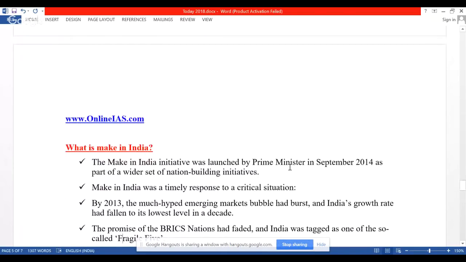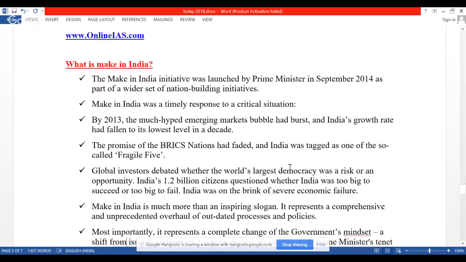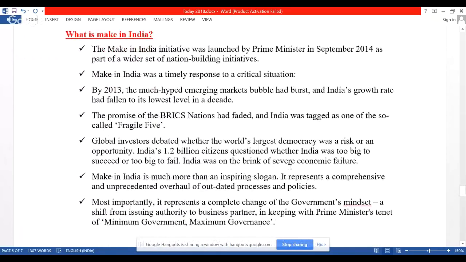Look at this. Have a look at this. This I have taken from the government site itself. The source of what you are looking at on the screen is the Government of India's site. The Make in India initiative was launched by the Prime Minister in September 2014. It was a timely response to a critical situation.